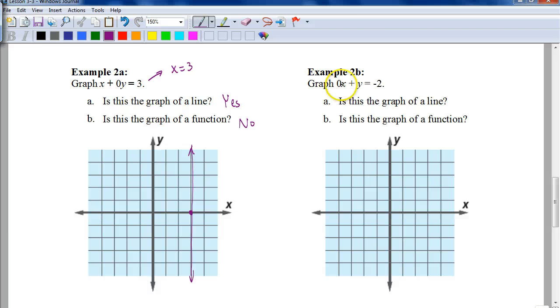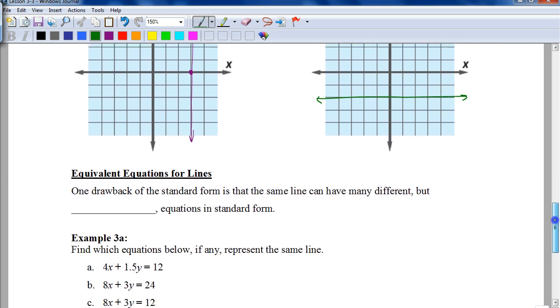With the next one, 0x plus y equals negative 2, this is the same as just looking at y equals negative 2. And yes, this is a graph of a line. So let's graph it and see if it's a function. So this is going to be a horizontal line going through where y is negative 2. And obviously, yes, that is a function, because it passes the vertical line test.